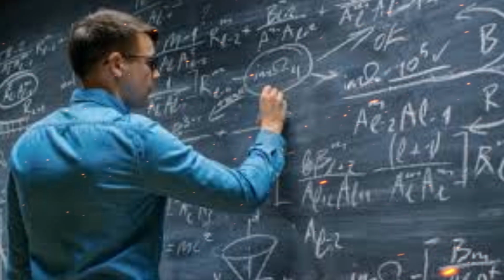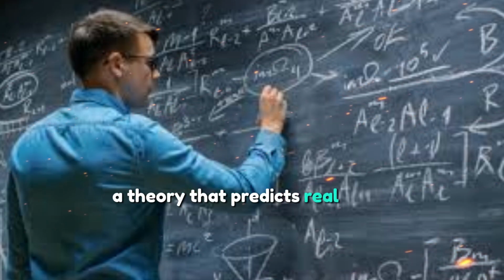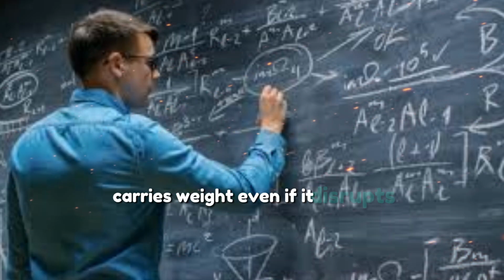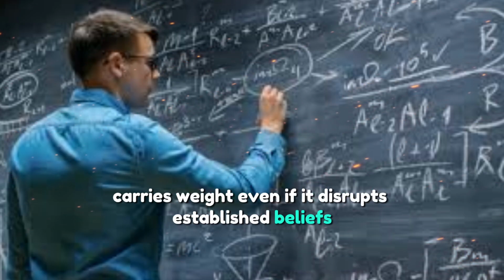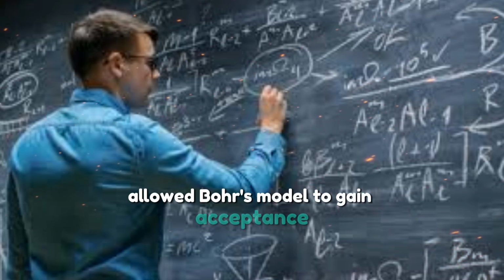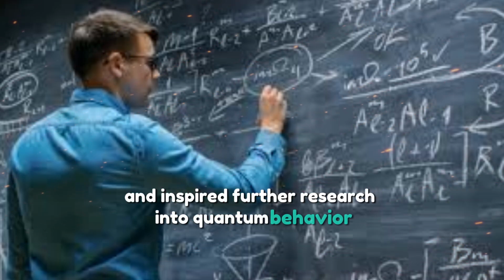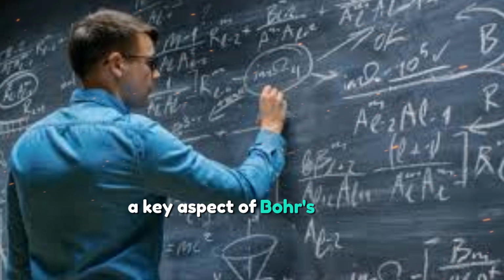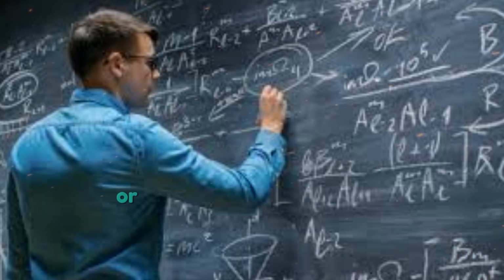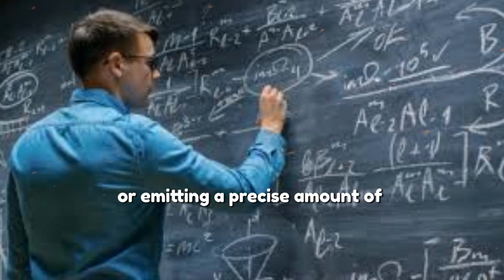In science, a theory that predicts real-world behavior accurately carries weight, even if it disrupts established beliefs. This predictive success allowed Bohr's model to gain acceptance and inspired further research into quantum behavior. A key aspect of Bohr's theory was his assertion that electrons could change energy levels only by absorbing or emitting a precise amount of energy.